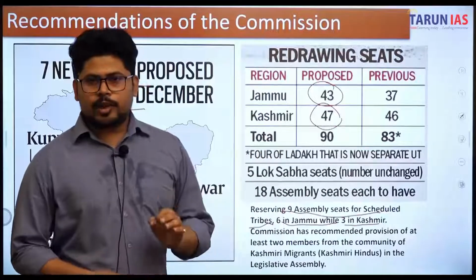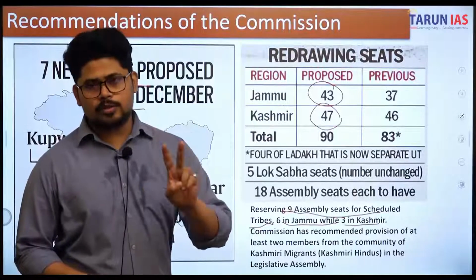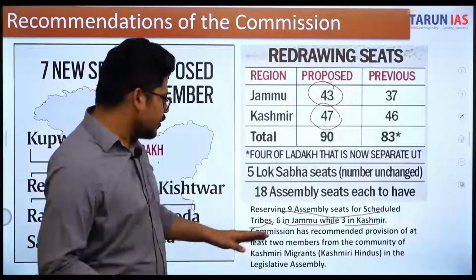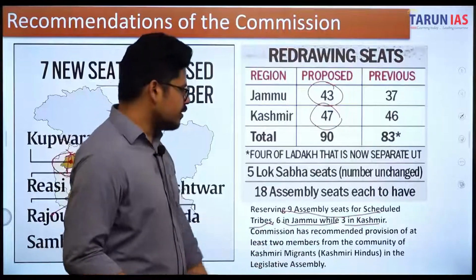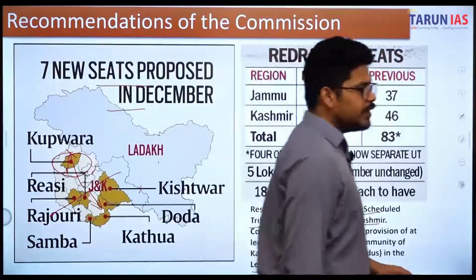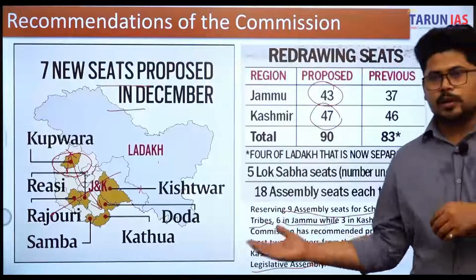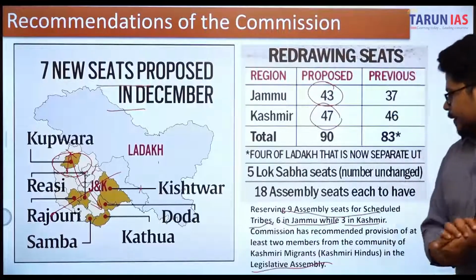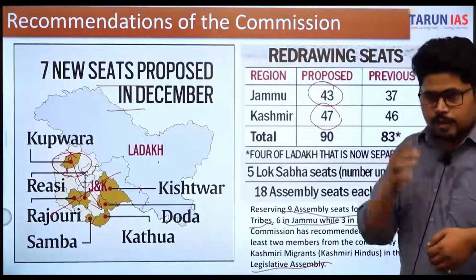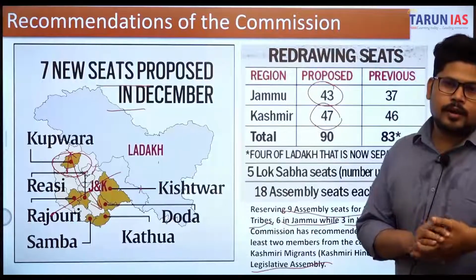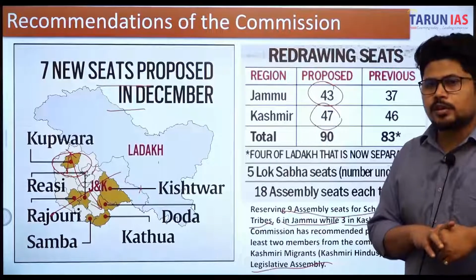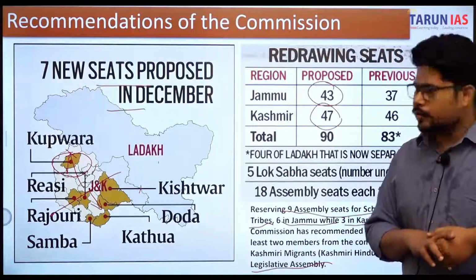The commission has also recommended a provision for 2 seats for Kashmiri Pandits, basically the migrant Kashmiris. The migrant Kashmiri Hindus were Kashmiri Pandits who faced exodus in 1987 to 1990. So they have proposed 2 seats for migrant Kashmiri Hindus and 9 seats reserved for tribal communities of the state of J&K. There was no reservation earlier for the tribal communities.